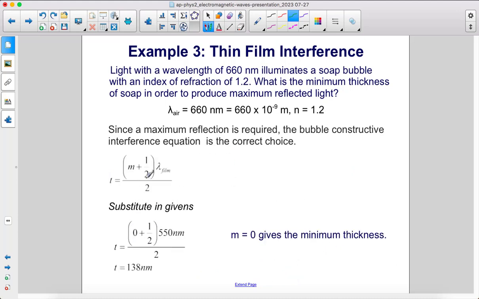All right, because we have m plus 1/2 in here, we want m to be the smallest possible value without the entire equation going away. We can actually make m 0 here because we have this 1/2 in here. So we see that the minimum thickness is 138 nanometers.